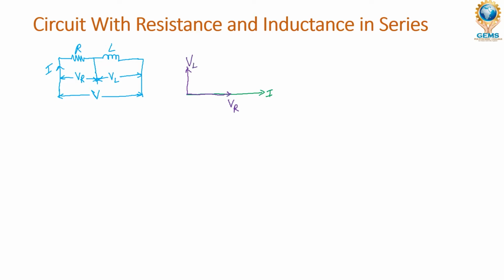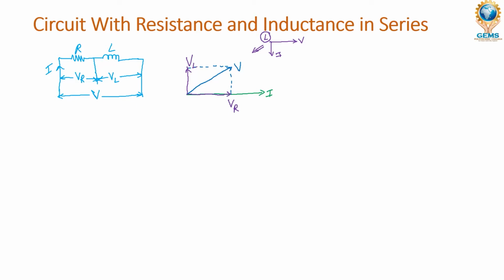VL. In an inductor, actually we draw like this. This is the voltage and this is the current. This is similar to this one. In case of an inductor we'll draw like this. Here, if you find the resultant voltage, it will be here. This is the resultant voltage in the circuit, that is V.